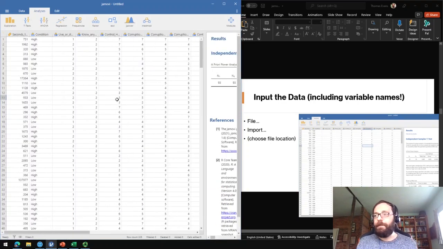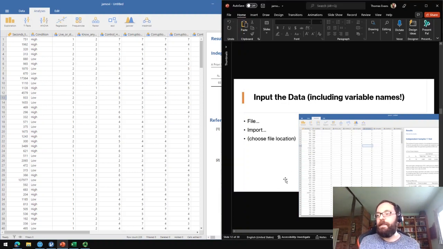So that is our data. And hopefully you follow that: three top lines on the top left, import, and then find wherever you've saved your data file and open it up. And that's as easy as it gets.